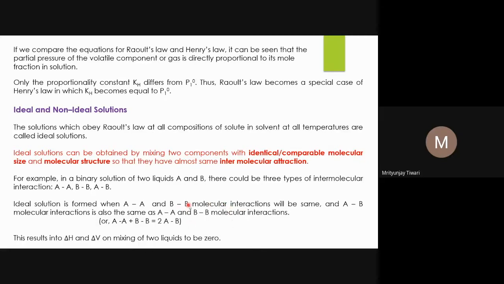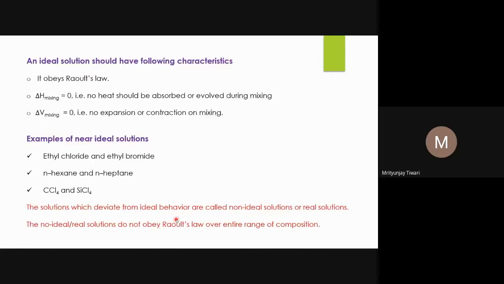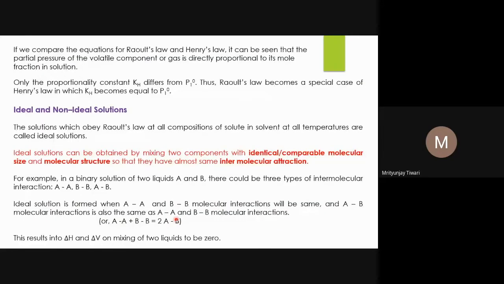And if this is true, this results in delta H and delta V on mixing of two liquids to be zero. I'll explain why delta H and delta V on mixing will be zero if these interactions are the same. So what does it mean? Delta H mixing is called enthalpy of mixing. It means if you mix solute and solvent together, there is no heat released or absorbed in that dissolution process, then you can say delta H mixing is zero.